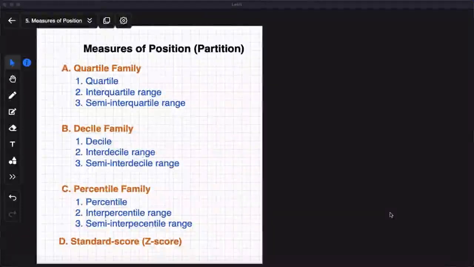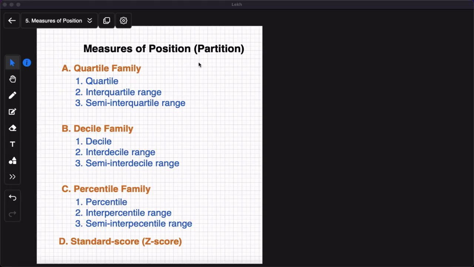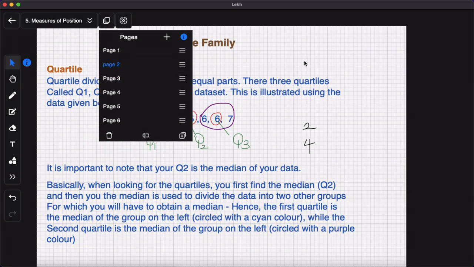Welcome. In this lesson, we will be looking at measures of position, also called measures of partition. We look at the quartile family, the decile family, the percentile family, and the standard score, also called the Z-score. I have referred to all of these as the quartile family because they all rely on what we refer to as quartile in one way or the other.